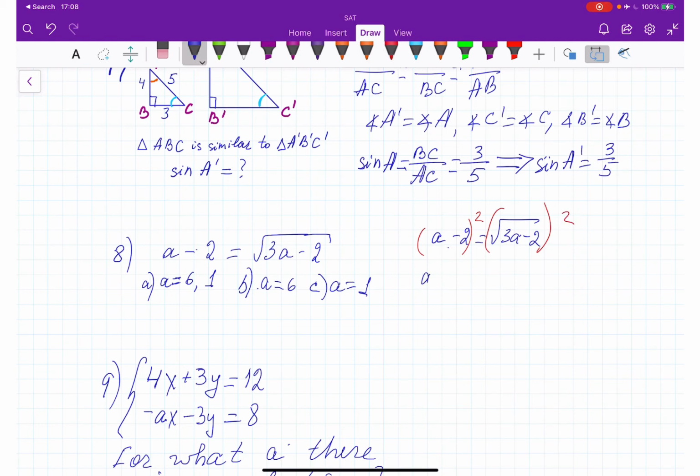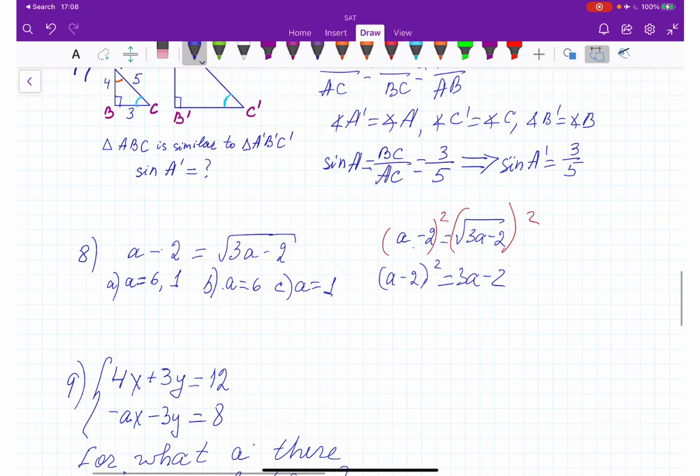And we are getting a minus 2 squared equal 3a minus 2, right? Now, for a minus 2 squared, I'm going to use perfect square: a minus b squared equals a squared minus 2ab plus b squared. For students who don't want to go by formula, there is an easier but not as nice way. You just take a minus 2 times a minus 2, and you still arrive at the same answer. But I would rather you do the more professional way, using the formula. That is going to be a squared minus 4a plus 4, and that is equal to 3a minus 2.